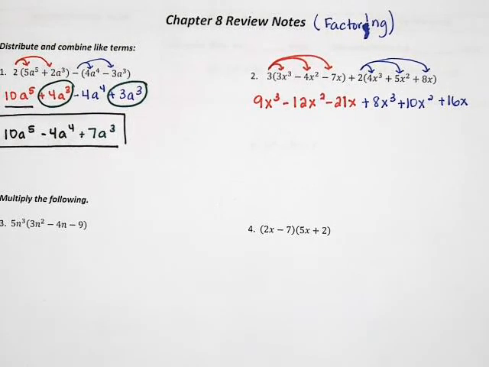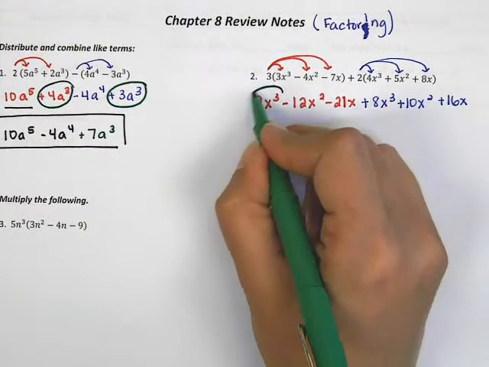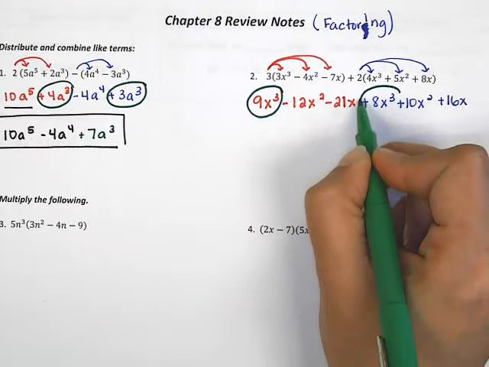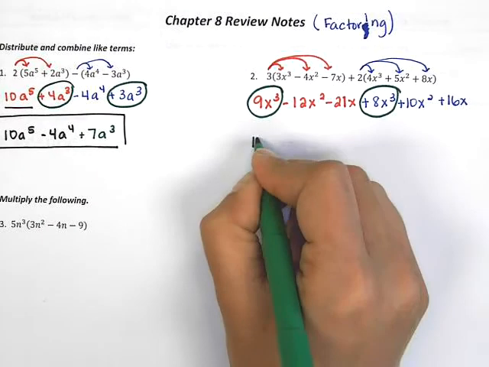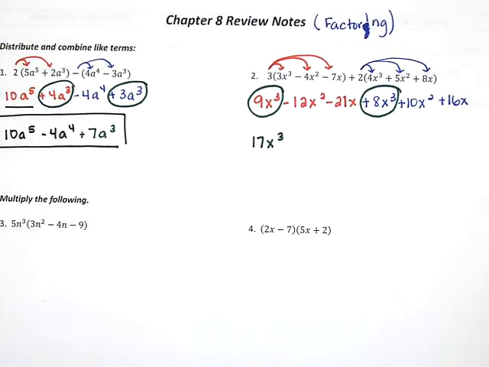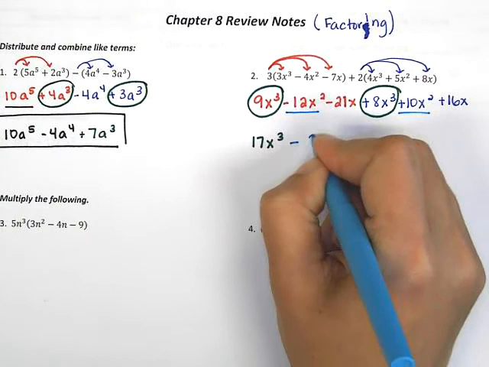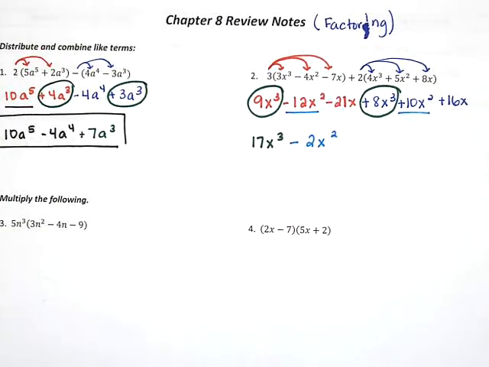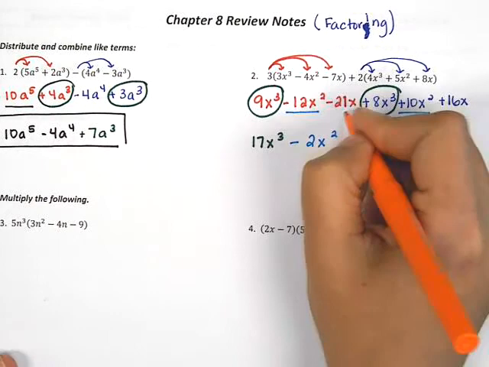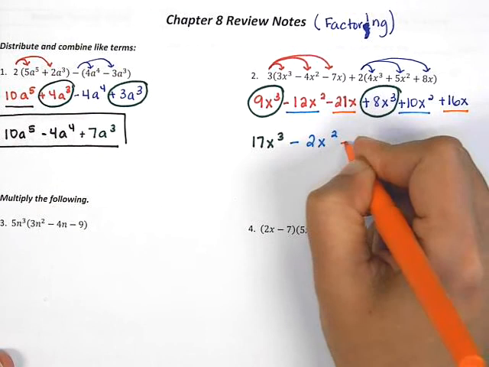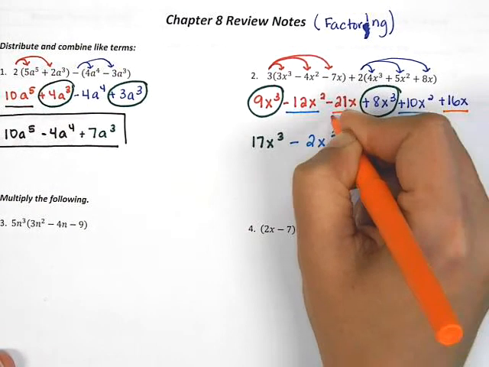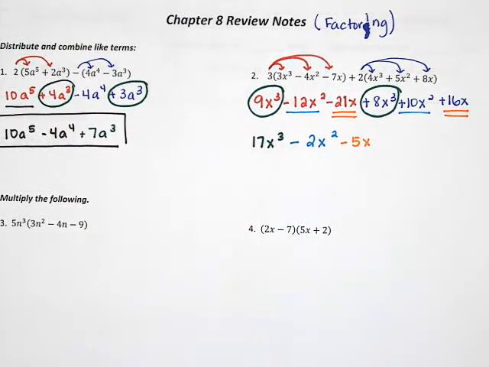Finally, I'm just going to combine like terms starting with the highest powers. So I'm going to combine the 9x cubed and the 8x cubed, which makes 17x cubed. Then I'm going to combine the negative 12x squared and the 10x squared, which makes negative 2x squared. And lastly, I'm going to combine the negative 21x and the 16x, which makes negative 5x. And that would be my final answer.